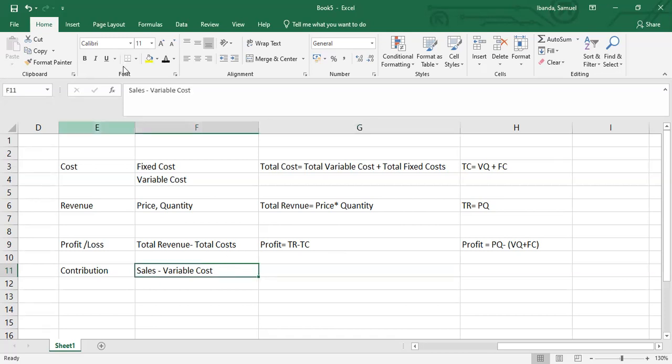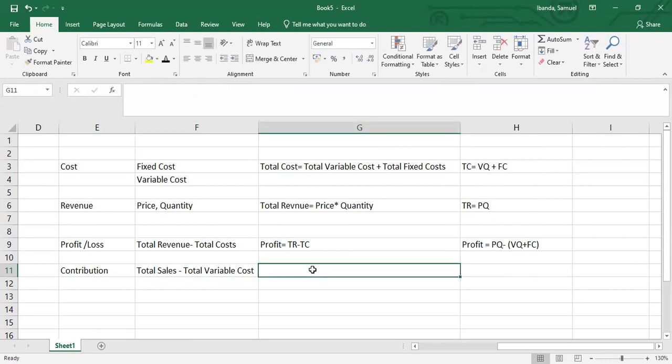So if this is our total contribution, it will be total sales less our total variable costs. If we are looking at contribution per unit, then I'll just note here contribution.